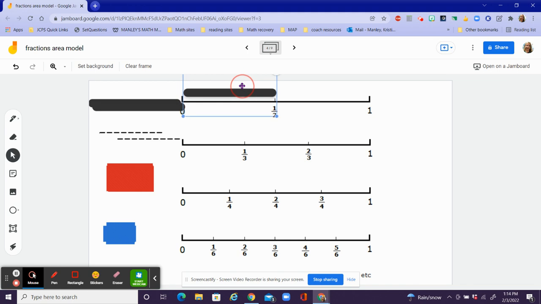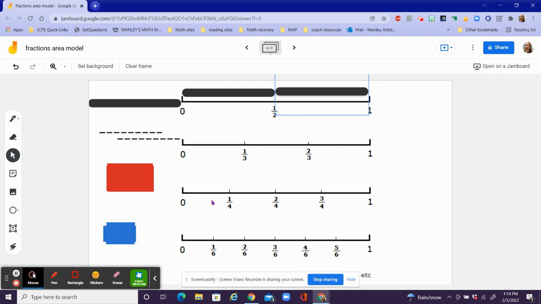So here's 1/2. Here's another. It takes 2 halves to go from 0 to 1. Each of these is a half. So this is 1/2. But if I'm counting them from 0 to 1, it would be 1/2, 2 halves.